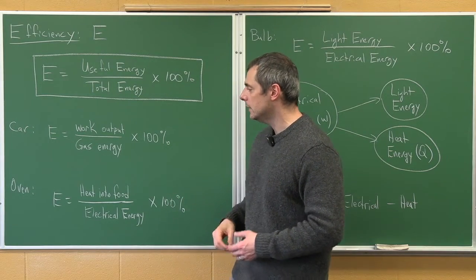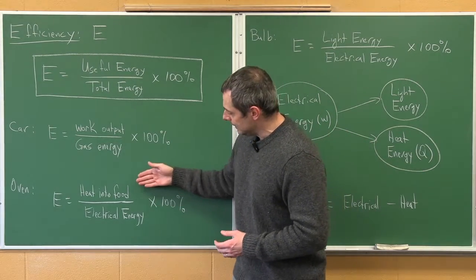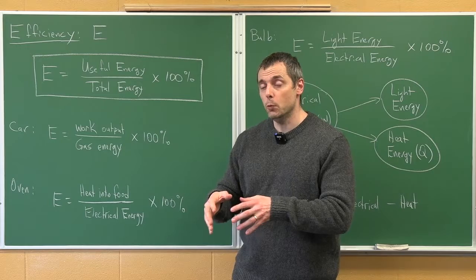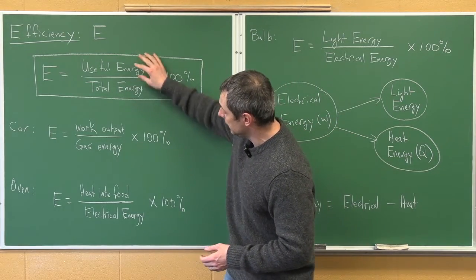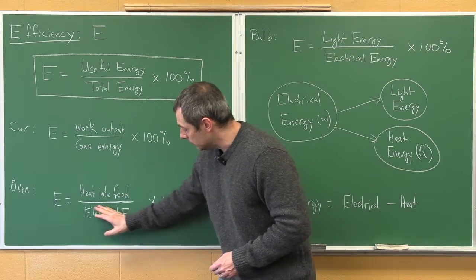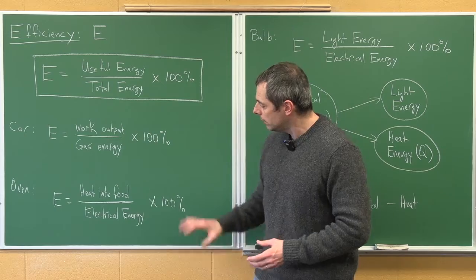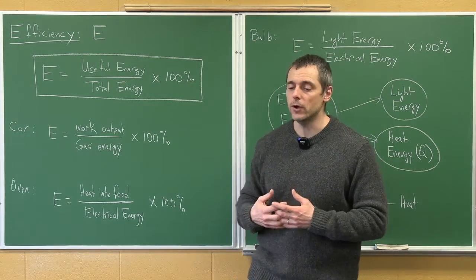times 100%. In the case of an oven, when you're cooking food, the heat into the food is what you want. You want the food to get hot so it cooks. So that's the useful energy. But if the stove is electric, you might be getting a certain amount of electric energy out of the wall, times that by 100%. That's the percentage grade for the stove.